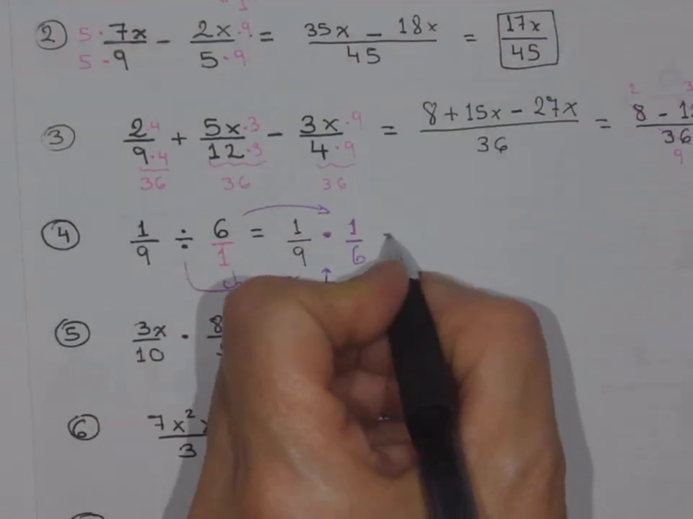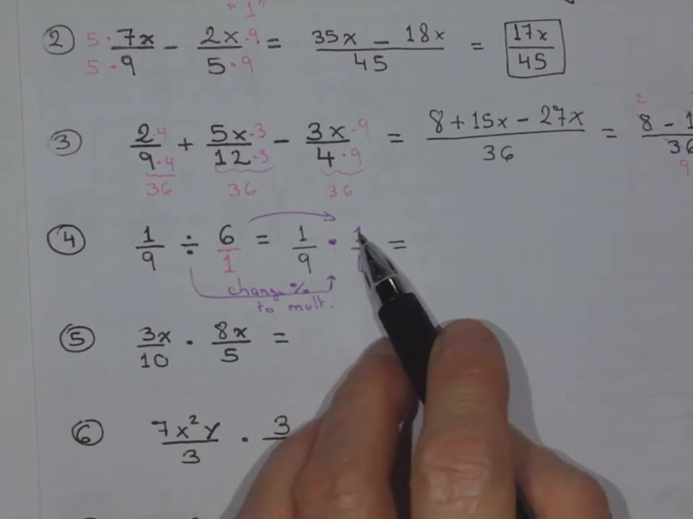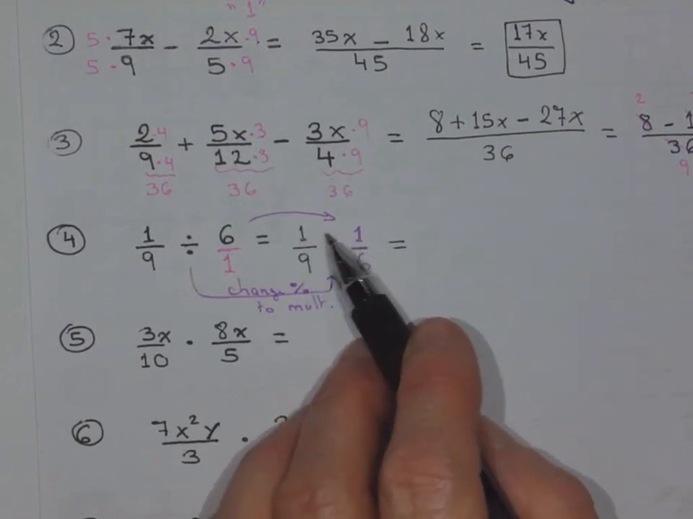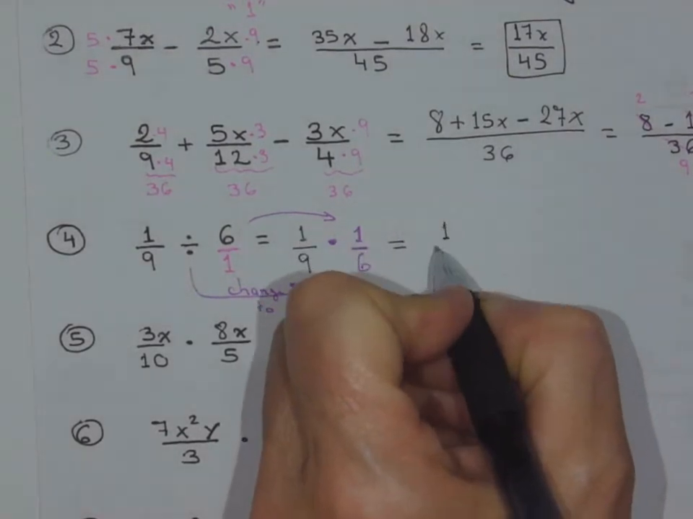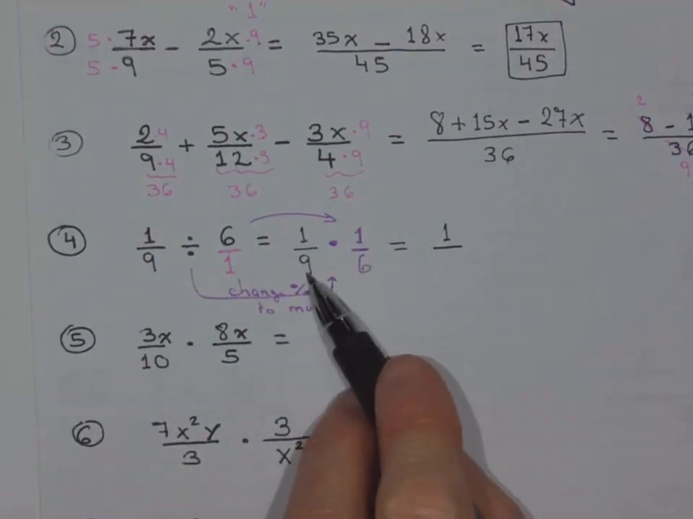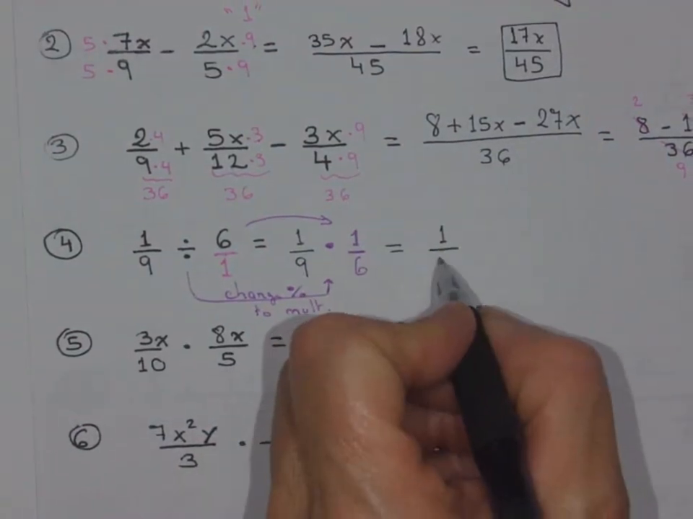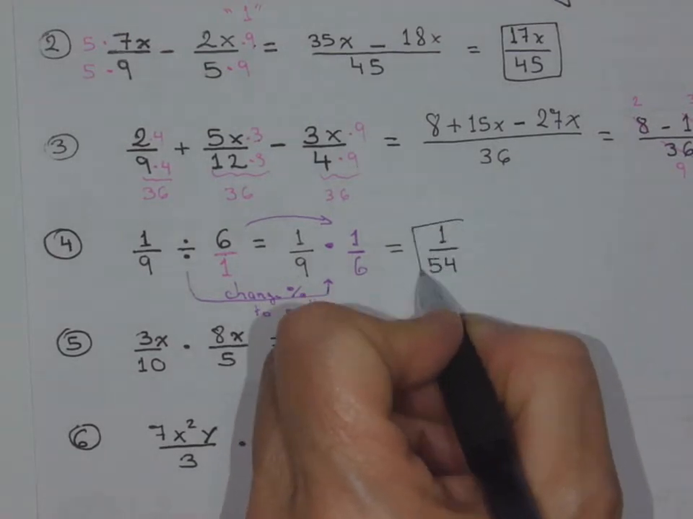Okay, so when we multiply, we're going to multiply straight across, numerator with numerator, 1 times 1 is 1, and then we multiply straight across, denominator with denominator, 9 times 6 is 54. This will be your answer.